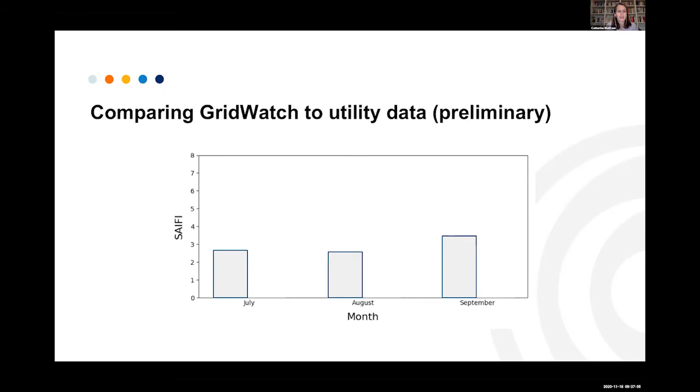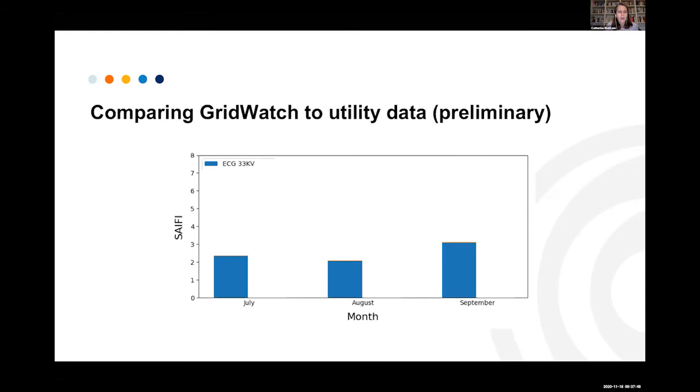So let me just give you one tidbit of the types of information that we're gathering in Accra from these devices. What I'm showing you here is another metric of outages. This is about frequency of outages, not the duration of outages. And I'm showing it to you here for 3 months in 2018 in one district in Accra, the Achimota district. At first I'm going to show you what the utility data are telling us about the outages in this district, and then I'll show you what our GridWatch data shows. So basically this suggests that there are on average something like 2.8 outages per customer in this area in July, similar in August, slightly more in September.